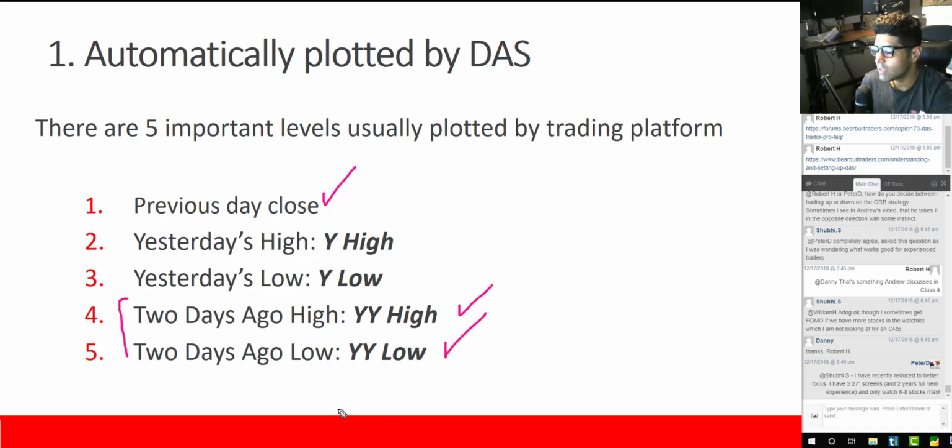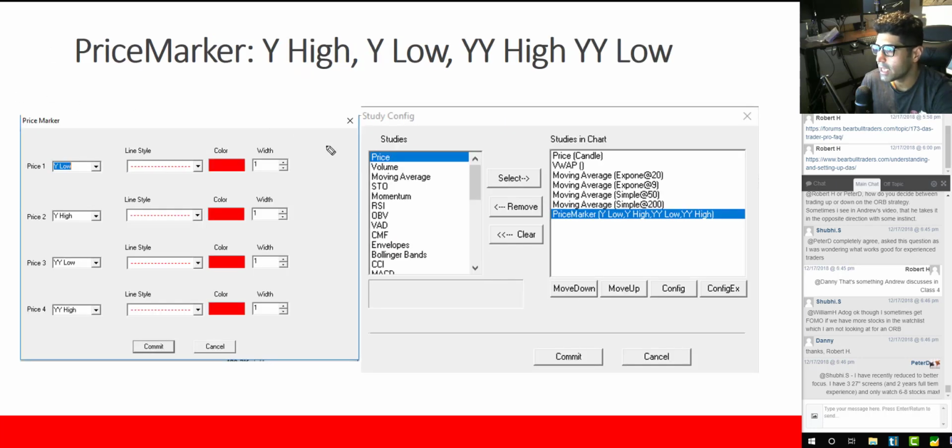These are the 5 levels that we want to pay attention to. So if you're using DAS, we do have a price study called Price Marker. In the Price Marker, you can actually identify yesterday low, yesterday high, 2 days ago high, 2 days ago low, or you can just add more. You can add another price marker and just add into that. And you can change the color any way that you want.